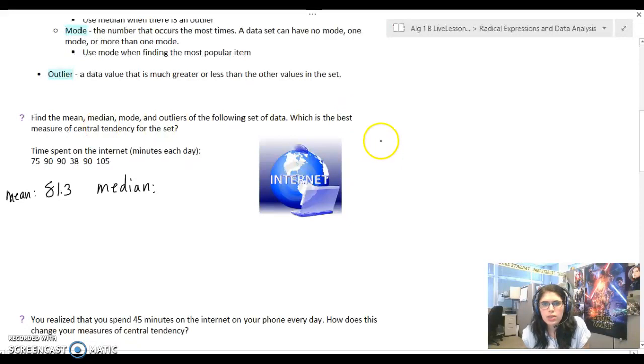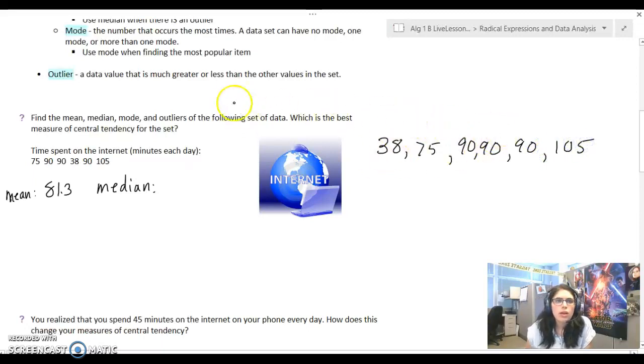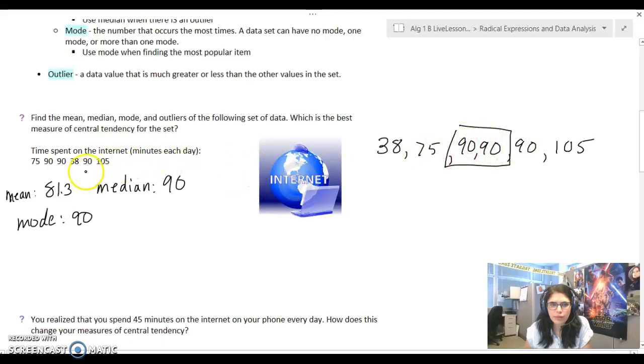Our median, I'm going to write them in order, so that's going to be 38, 75, 90, 90, 90, and 105. For this one, our middle number is going to be between 90 and 90, and if you average those out, you're just going to get 90. But if they were different numbers, then I would add them together and divide them by 2. If I do that, I'm going to end up with 90. Our mode is also going to be 90, because there's 3 of those.